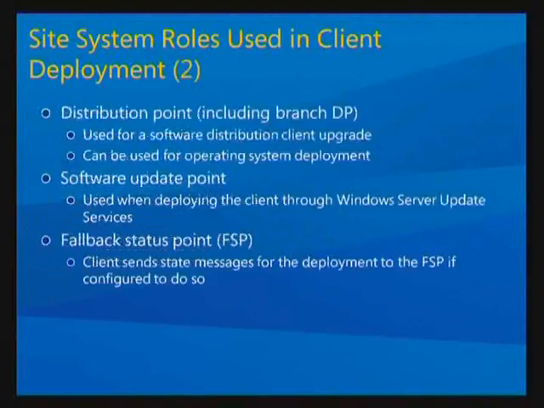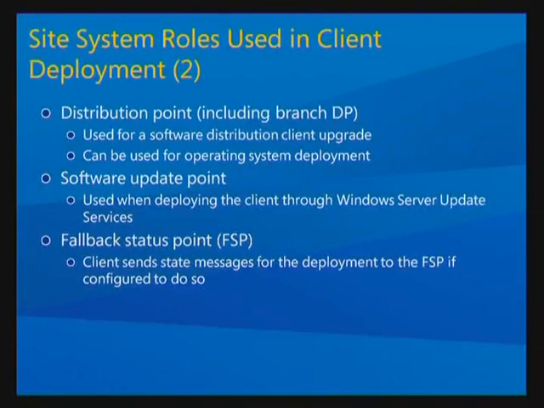Distribution point, use that for software distribution upgrades of your client. So you'd use a distribution point, which could be also a branch DP. And if you're doing OS deployments. So if you're installing clients through OSD, then obviously you're using distribution points. Software update point. If you want to use the software update point client installation method, so you want to install clients through WSUS, you're using a software update point.